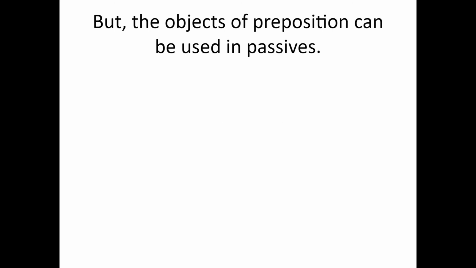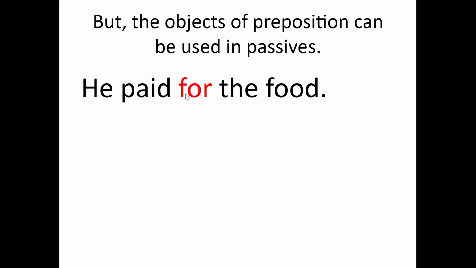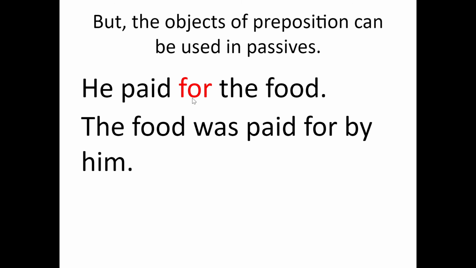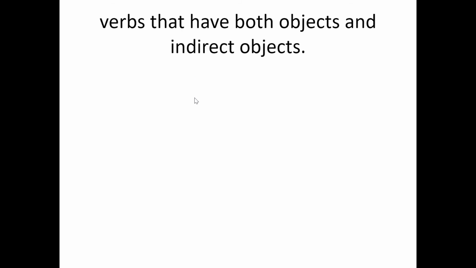But the objects of prepositions can often be used in a passive. So he paid for the food. Here, food is not technically the object. It's part of a prepositional phrase with for. But we can make a passive sentence out of this by moving the object of the preposition to the front. The food was paid for by him.